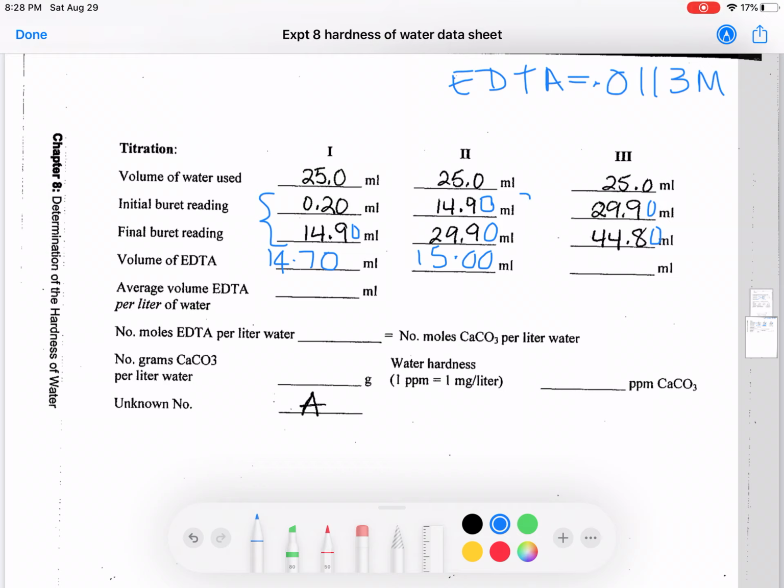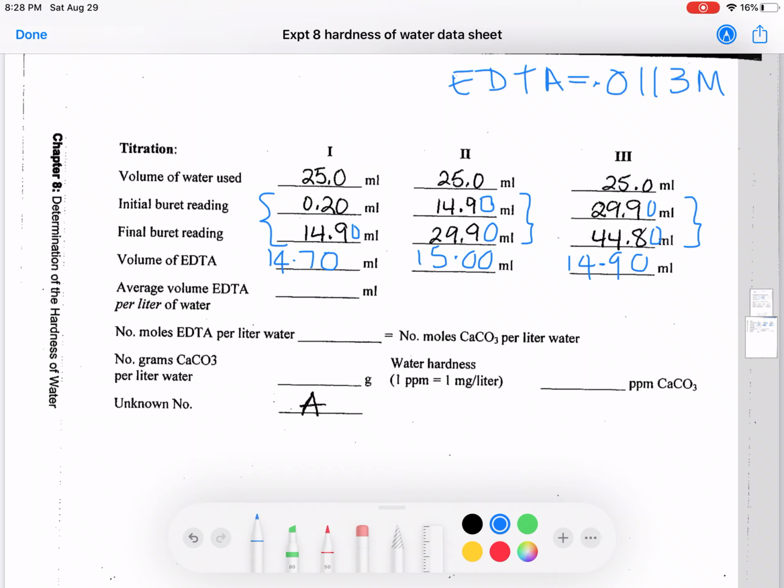So the last one. What we are doing is we take the difference between these two and the difference between these two. That is good. The last one is going to be 14.9. Correct? No, you had to put another 0 because there are 2 decimal places. You have to keep that. So those are the volumes of EDTA for the 3 separate titrations.